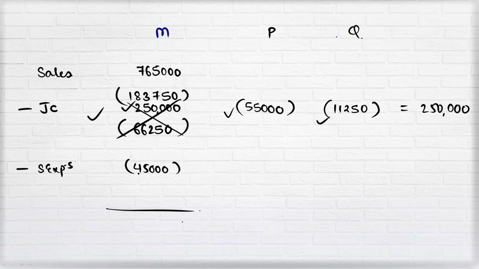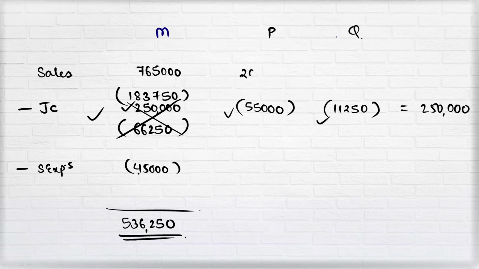Now try to concentrate. I will be getting profit of M directly. Is it alright? 7,65,000 minus 1,83,750 minus 45,000. Further cost after separation is not there in M, so that will not be deducted. So my profit will be 5,36,250.